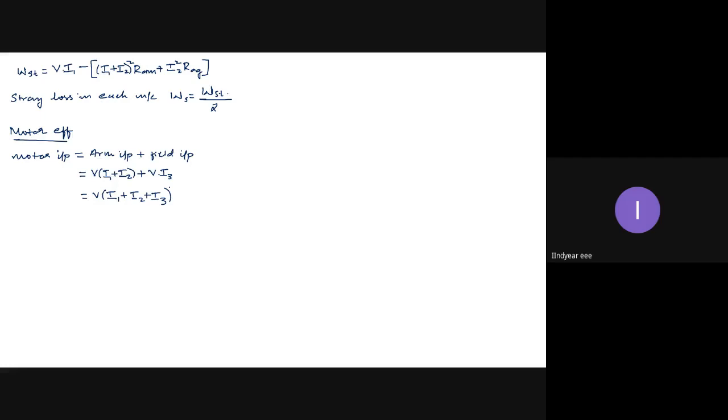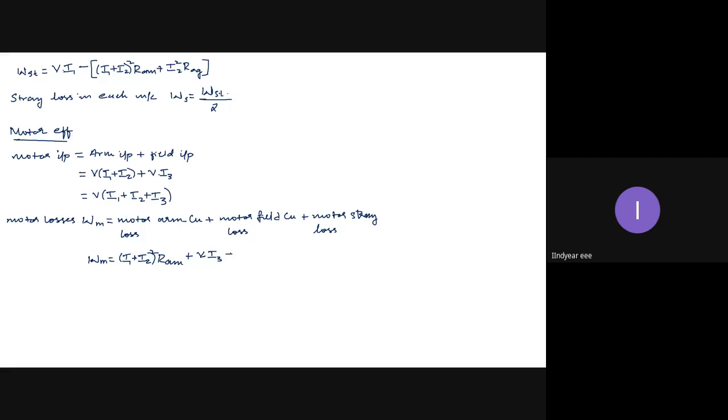Then motor losses. Motor losses, WM, is equal to motor armature copper loss, plus motor field copper loss, plus motor stray loss. So WM is equal to (I1 plus I2) squared RAM, plus V into I3, plus WS.